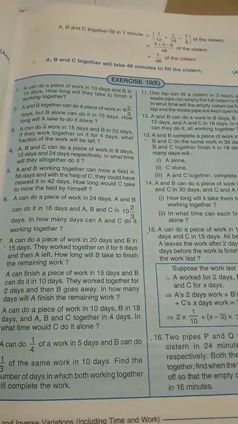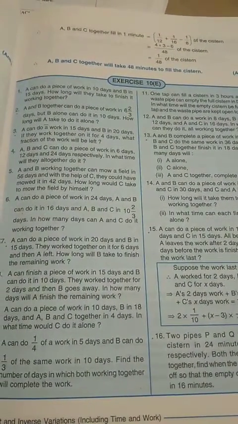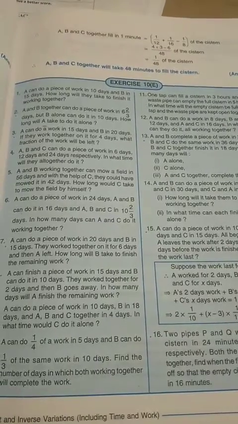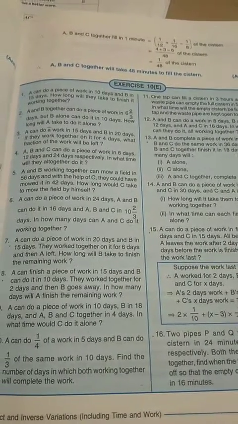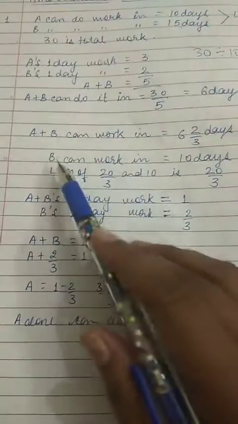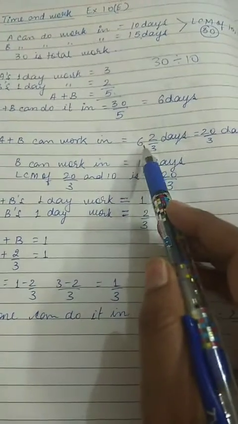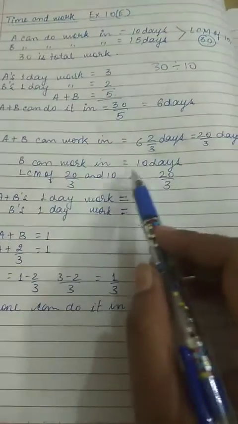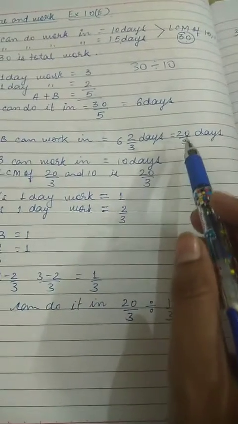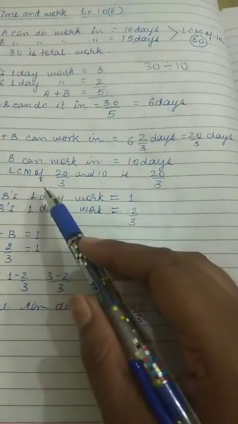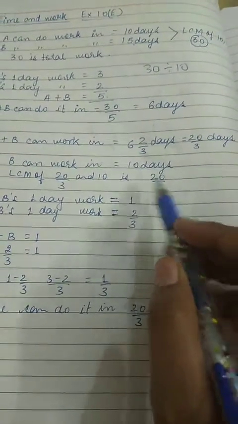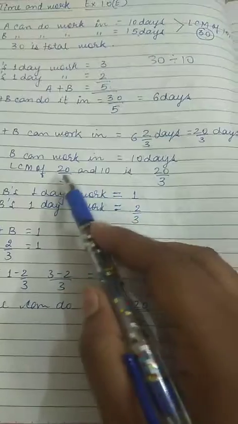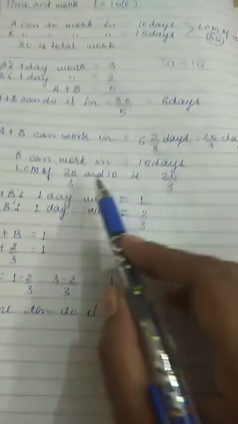Question number 2 says A and B together can do a piece of work in 6 whole 2 by 3 days and B alone can do it in 10 days. How long will A take to do it alone? Now A plus B can do it in 6 whole 2 by 3 days, that is 20 by 3 days. B can do it in 10 days. Now here we will find the LCM of 20 by 3 and 10, which is 20 by 3. We only have to find the LCM of the numerators. So the LCM of 10 and 20 is 20 and the denominator will be 3.